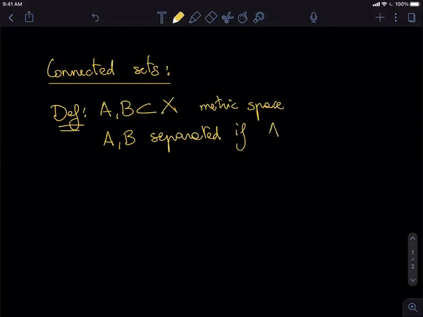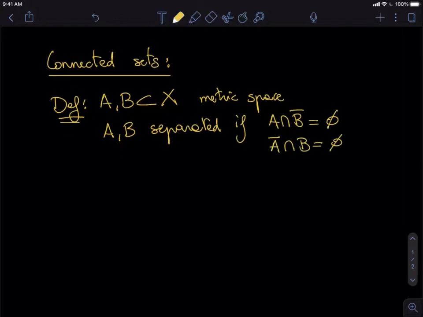If A intersection with the closure of B is empty, and the closure of A intersection with B is empty. This means that no point of A lies in the closure of B, and no point of B lies in the closure of A. This is separated.